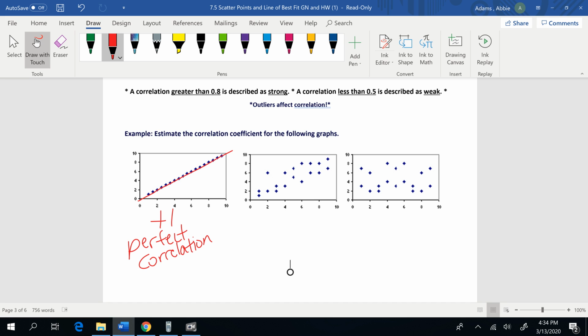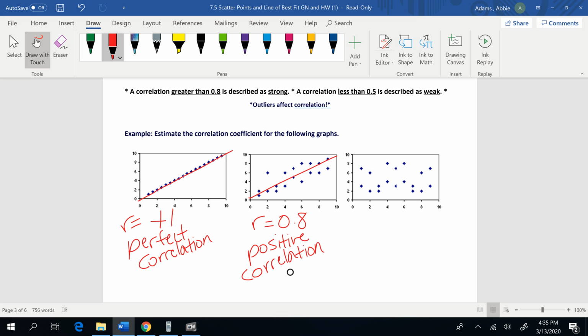I would still say that there is a positive correlation within this graph, but it's not quite as strong as our first graph, so I wouldn't say it's perfect. I would guess, if I had to guess, my R value, or my correlation coefficient, would be around 0.8. Still pretty strong, and it does have a positive correlation. Let's look at the last graph.